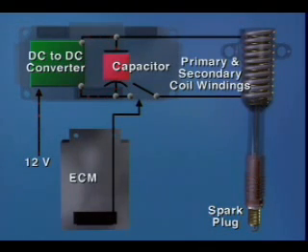Spark timing signal received from the ECM causes the ICM to close the trigger switch, sending current flow from the ICM capacitor to the coil-on plug.